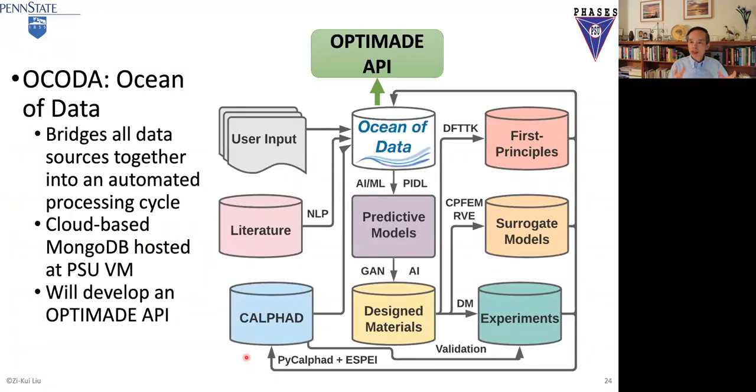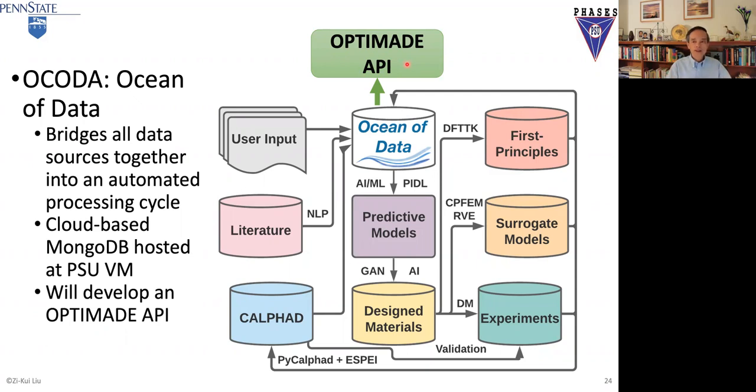So now we put this together, right? We put together machine learning, our MPDD and the CALPHAD aspect, and we build this ocean of data. We call it CODA. We want to bring all the data together. We can use a cloud-based MongoDB database, which is now hosted on a Penn State virtual machine. And we are going to develop an OPTIMADE API. OPTIMADE is a new interface to connect different databases. We find it very exciting, so we want to do that too, so people can access our data in our databases, and also tools.